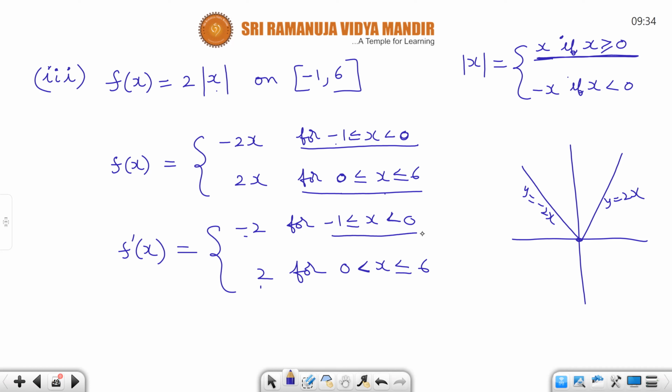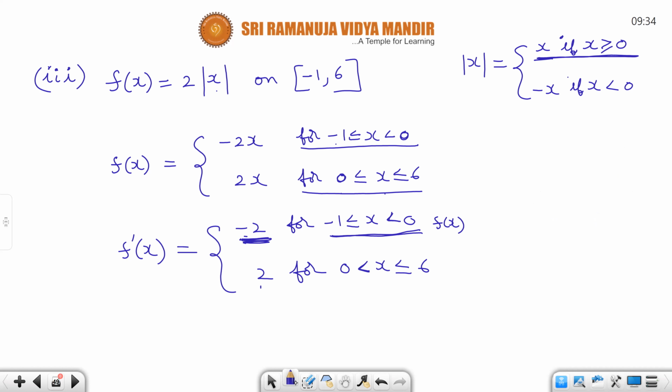But anyhow, in this part, from -1 to 0, the derivative is negative, which means f of x is decreasing or increasing? Decreasing. So from -1 to 0, the function is continuously decreasing. And here the derivative is positive 2 for 0 to 6, so f of x is increasing.